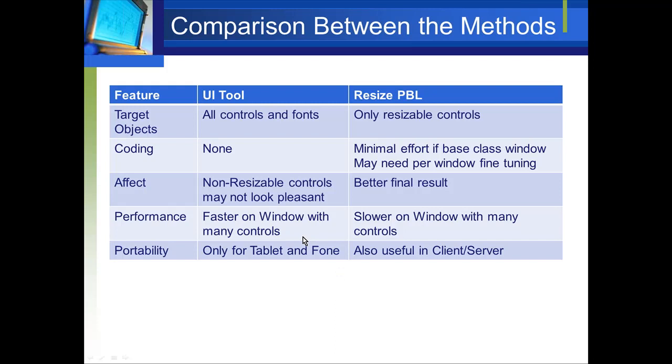Okay. Performance-wise, the UI tool is faster on a window with many controls because it's done at the server, as opposed to on the device. There's no code that's executing on the device. So the resize pivot may take longer to resize a window because the device may be a slower device.